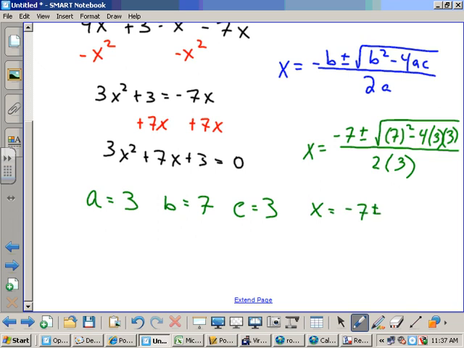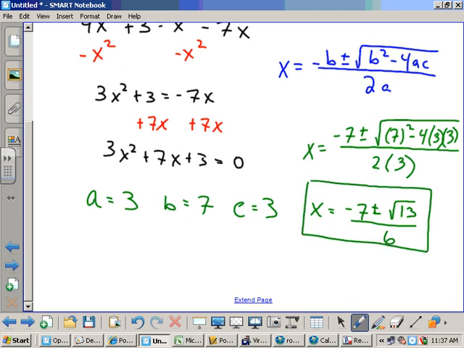So we'll recopy the negative 7. We need to work out what's underneath the radical. We know that 7 squared is going to give us 49 minus 4 times 3 times 3 gives us 13. We know 13 is a number that cannot be simplified underneath the radical. And then 2 times 3 is 6. So our solution to this quadratic, x equals negative 7 plus or minus the square root of 13 all over 6.